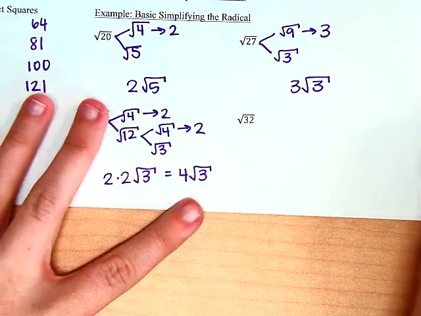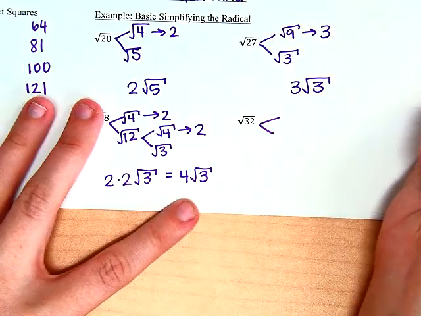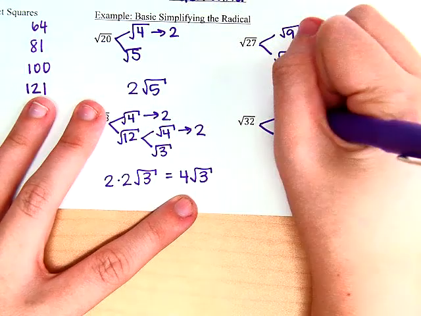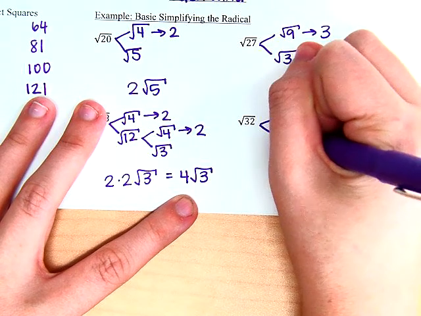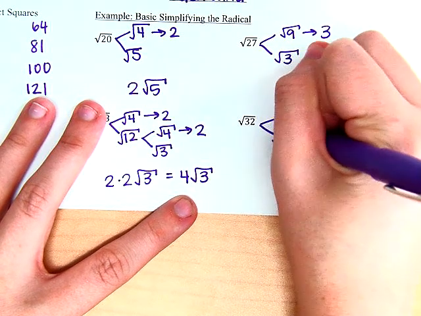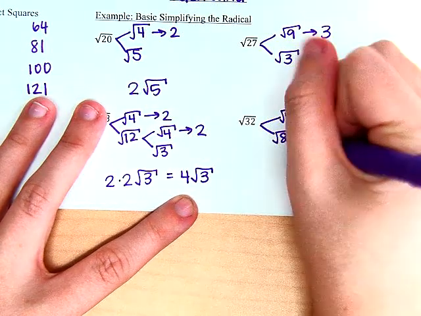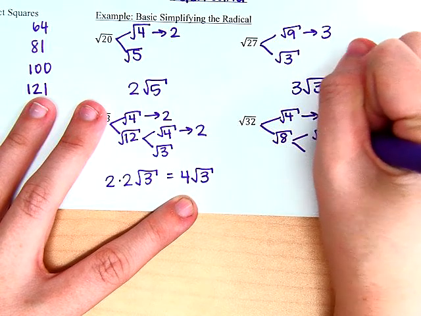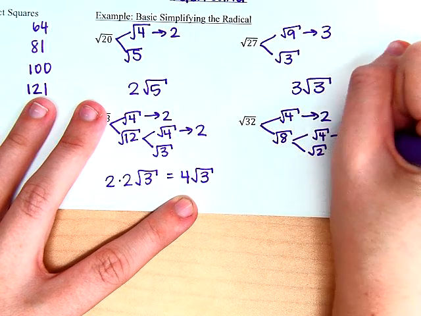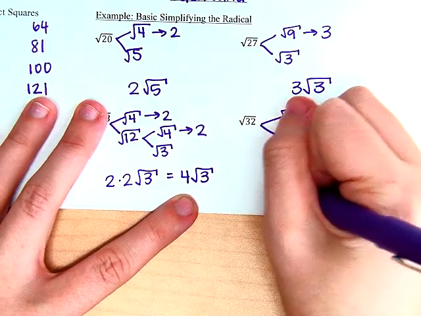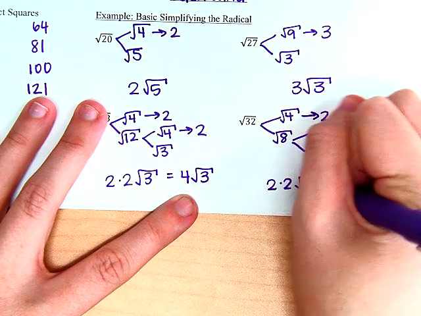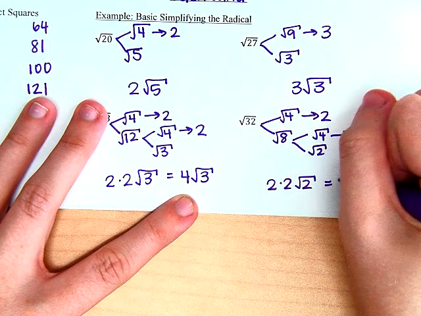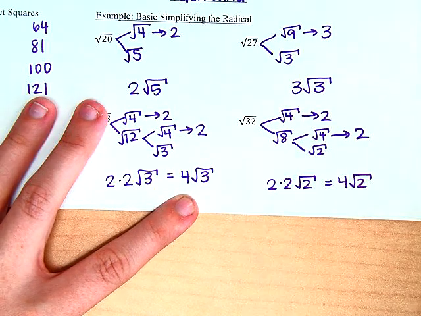One more, 32. We can definitely take a 4 out of there. So square root of 4 and 8, and that becomes 2. And 8, we got square root of 4 and square root of 2 again. So that becomes 2. So I got 2 times 2 square root of 2, which becomes 4 square root of 2.